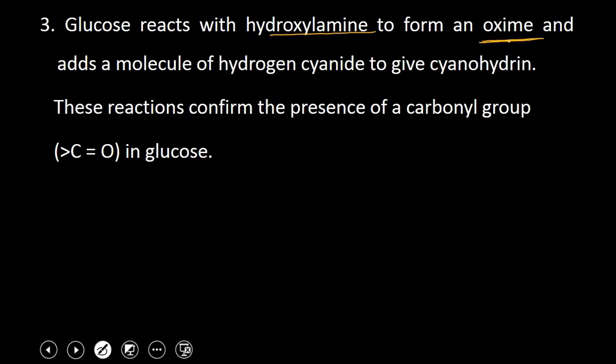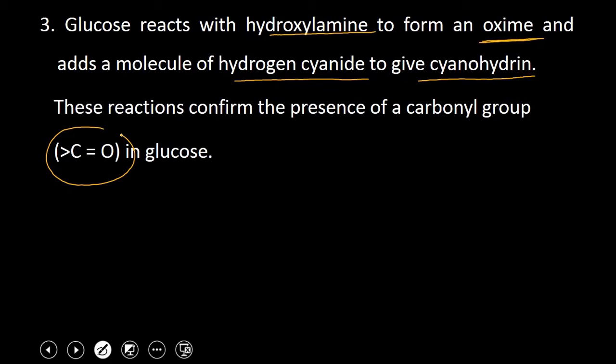In that chapter you have studied that this is the characteristic of carbonyl compounds, that they react with hydroxylamine and form oxime. And similarly the carbonyl compounds react with HCN, hydrogen cyanide, and form cyanohydrin. So as glucose gives both the reactions, it confirms the presence of carbonyl group in glucose. So this point also we can learn like this. Now I am writing the reactions of glucose with hydroxylamine and hydrogen cyanide.